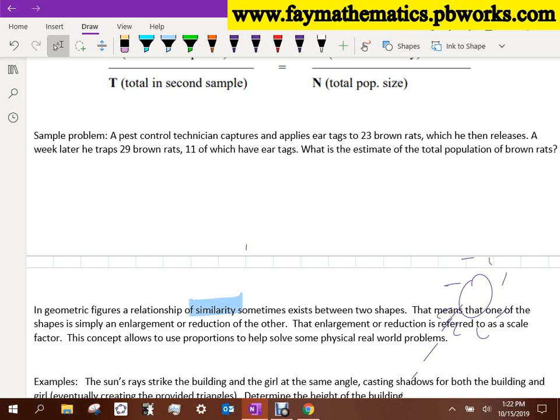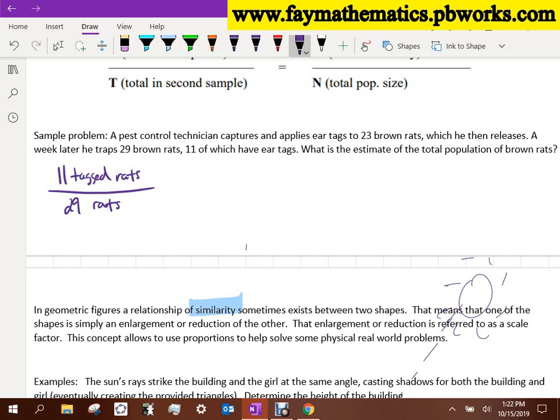Time goes by, he comes back a week later, and he traps 29 rats. Of those 29 that he caught the second time, 11 of them had tags on. So 11 of them were the ones he caught the first time, right? So right now, we have 11 tagged rats out of 29 rats that I collected that second time. Does that make sense? So that 11 out of 29, whatever that is as a ratio, is equivalent to the 23 brown rats out of the entire population that I got to choose the 23 brown rats out of.